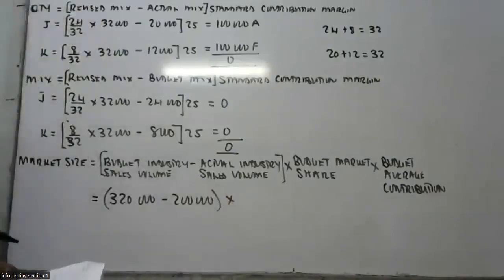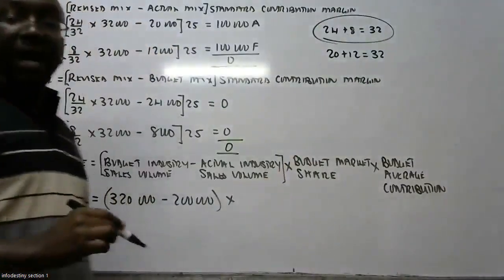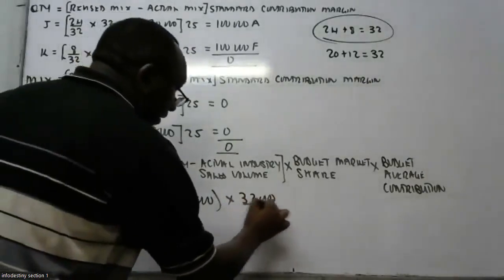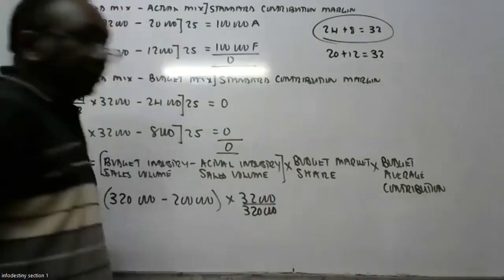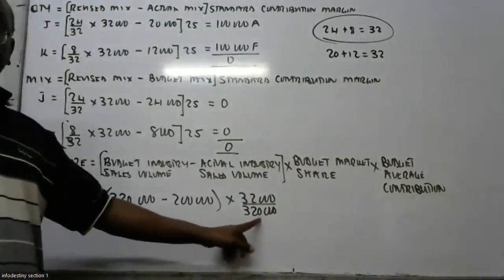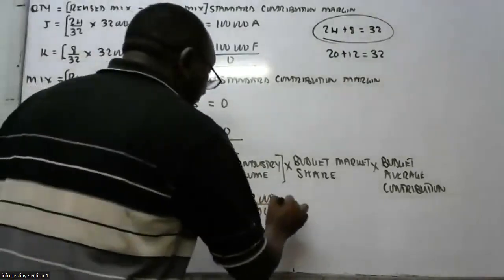When you come to the share, you argue like this. According to our budget, we were planning to sell 2,000 units in a market that had 320,000. So that tells you we were contemplating getting 10% of this market. 10%.